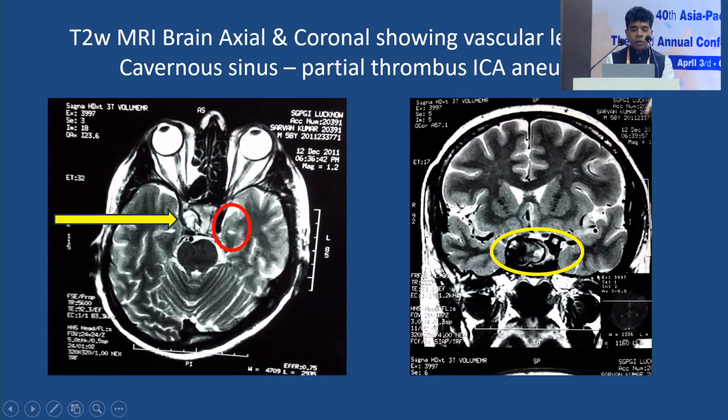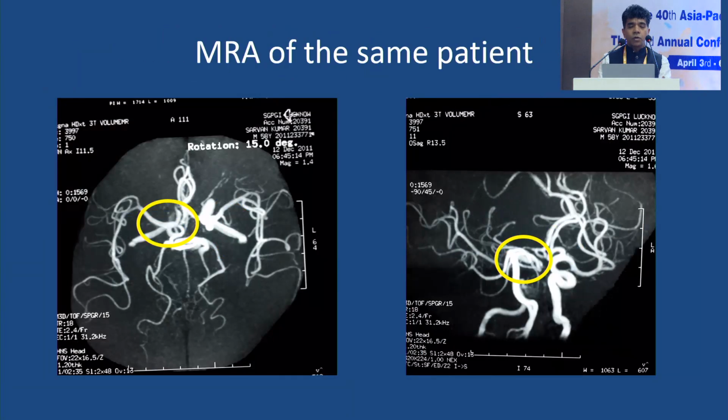Fine. So this is an axial. This is a coronal section. Very well you can see over here, this is the cavernous sinus area. This is again the cavernous sinus area. This is the normal ICA on the other side. Okay, you can see the flow void over here. And this is a partially thrombosed ICA aneurysm, intracavernous. So a partially thrombosed intracavernous aneurysm. That is the reason the symptomatology was there.